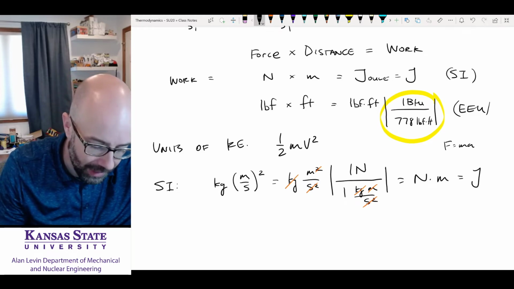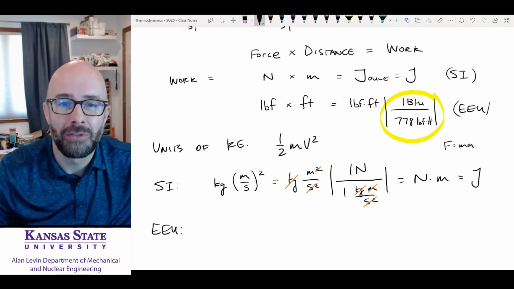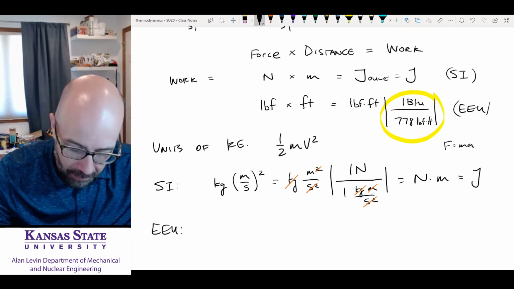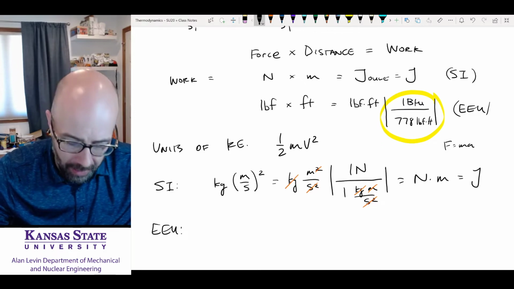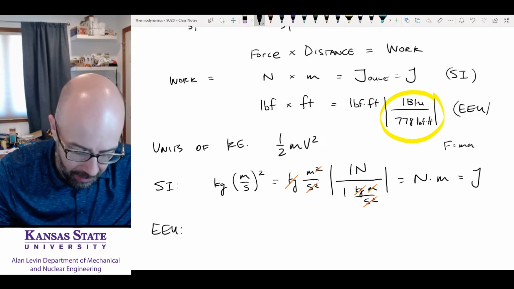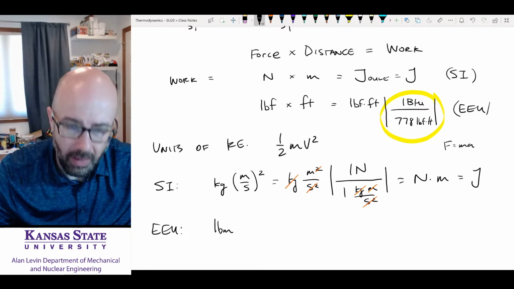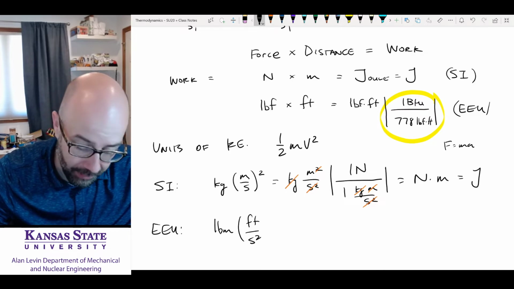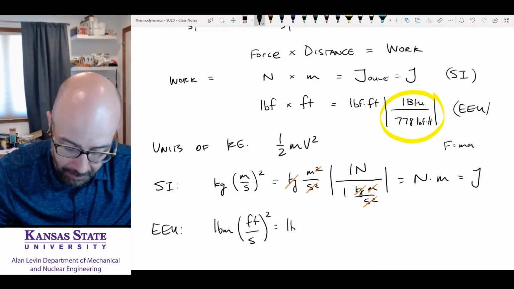Okay, let's look at English engineering units. Here's where that pound force thing comes back in. 1/2, no units. Pound mass is going to be a pound mass. Velocity is going to be in feet per second, squared. So this is going to be pound mass, feet squared per second squared.